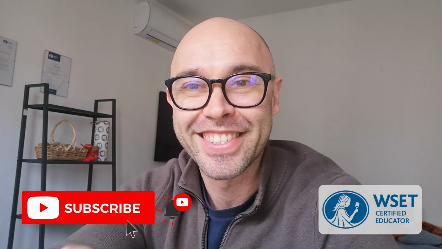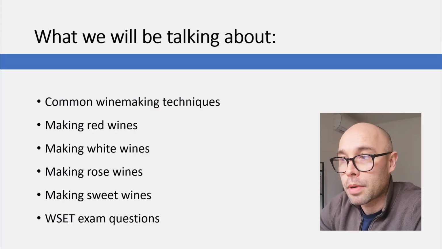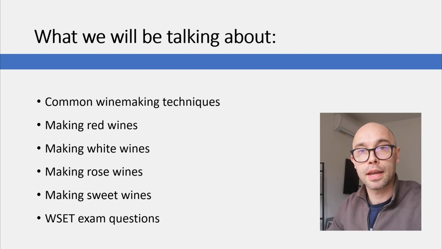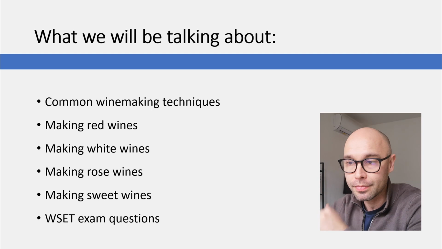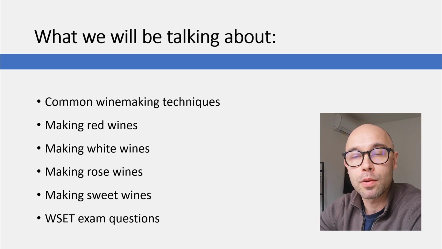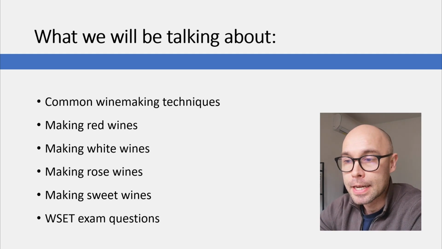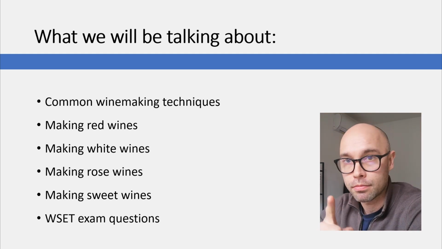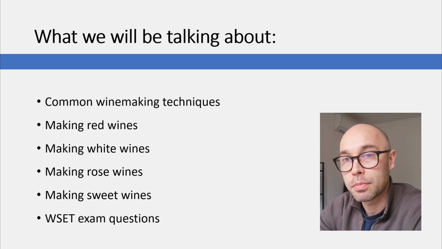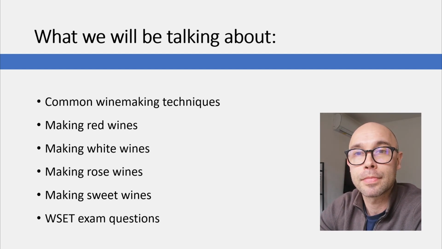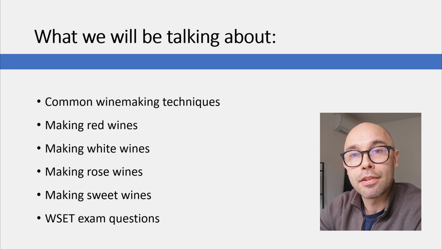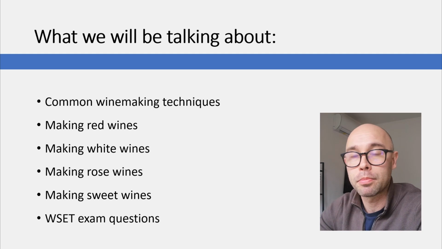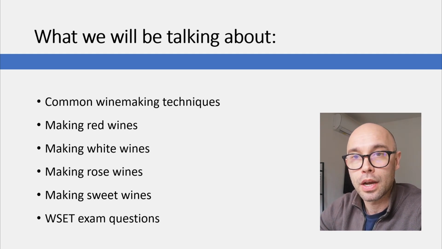So let's go. So what I will be talking about in this video is common winemaking techniques. I'll explain the terms and what they mean. I'll explain the process of making white, red, and rosé wines, and I'll explain the options that are available in order to make sweet wines. Please pay attention during the video, because on the end there's going to be 10 WSET Level 2 multiple choice questions, and please let me know in the comment below how many you got right.